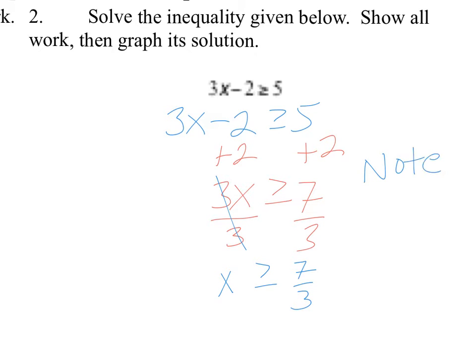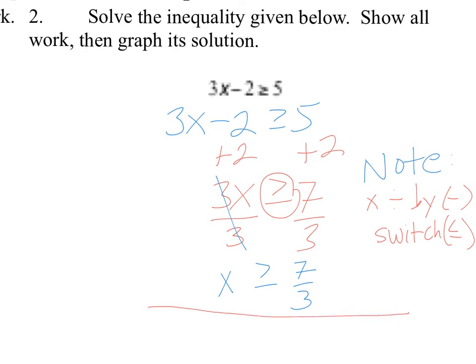Note, if I multiply or divide by a negative, we have to flip this sign around. If we don't multiply or divide by a negative, we're not doing anything to that at all. So for the most part, again, this is just like solving an equation. But if we are, we've got to switch our inequality sign to go the other way.